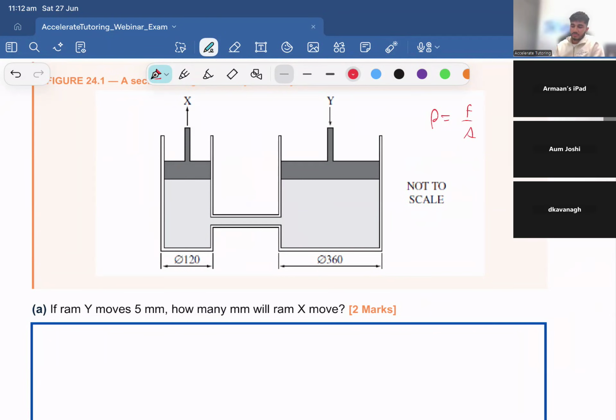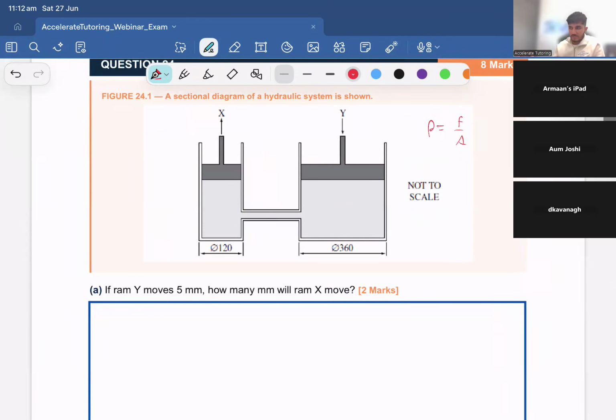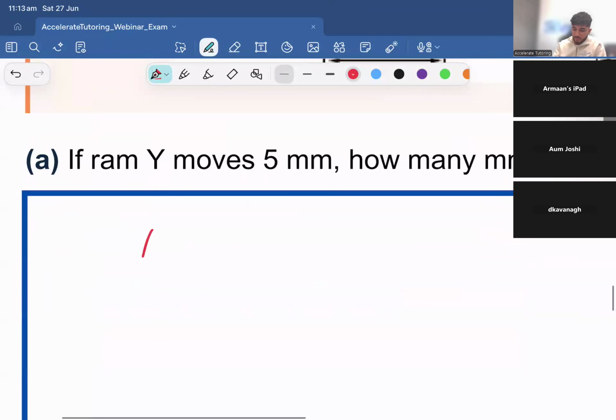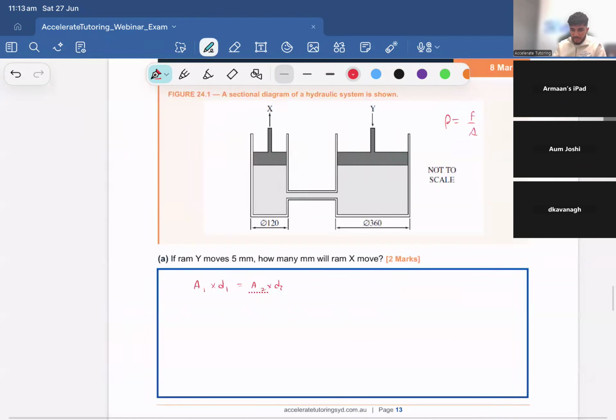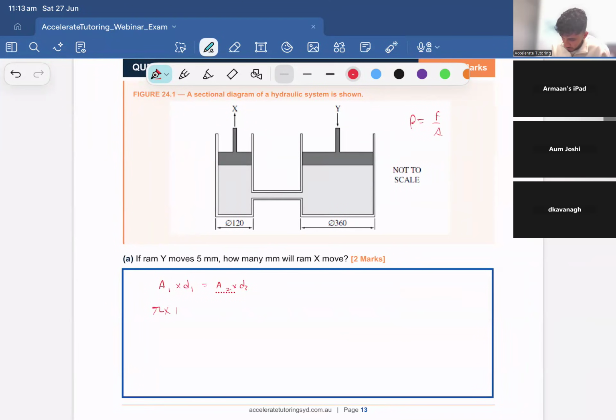Yeah, so we're applying Pascal's principle over here, simply that force and pressure is constant all throughout within this hydraulic system itself. Specifically, the formula we apply here is area 1 times distance 1 is area 2 times distance 2. Yep, 45, excellent. Simply all that we say is pi times 120 squared over 4 times the distance x is what we would figure out is equal to pi times 360 squared over 4 times 5. Rearrange, calculate d1 as Mahit said. D1 is just 45 millimeters.